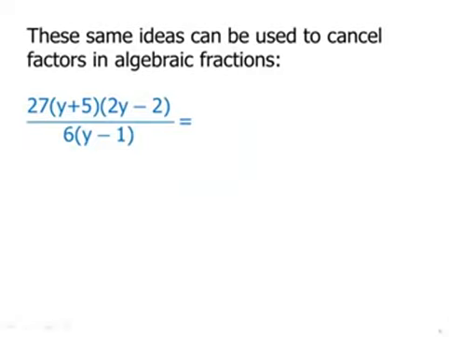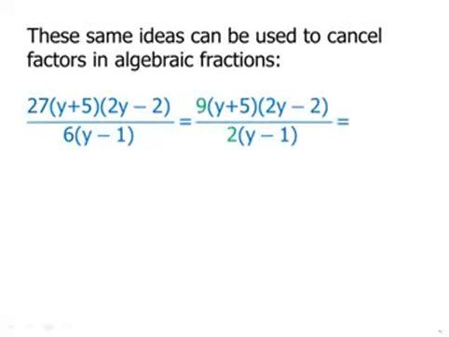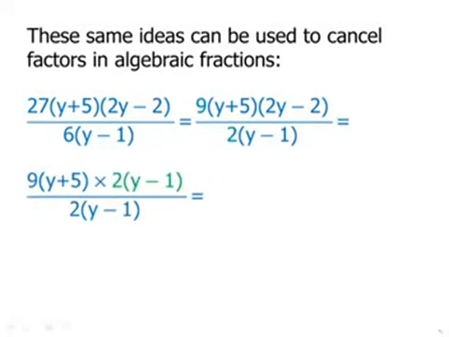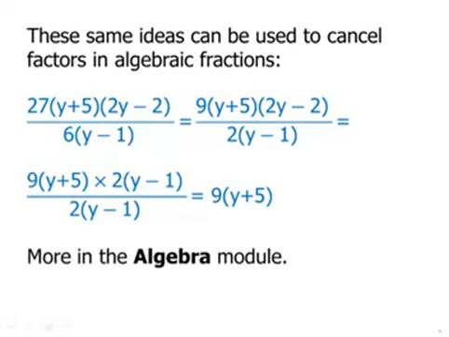These same ideas can be used to cancel factors in algebraic fractions. For example, in this algebraic fraction, I'll start out by canceling a factor of 3 between the 27 and the 6. So that goes down to 9 and 2. Then I'm going to factor a 2 out from the parentheses. So instead of writing 2y minus 2, that's going to be 2 times y minus 1, which gives me the same factor in the numerator and denominator. Those can cancel directly, and I'm just left with 9 times y plus 5. There'll be more on this in the algebra module. Here I'm just showing the fraction principles that would apply.